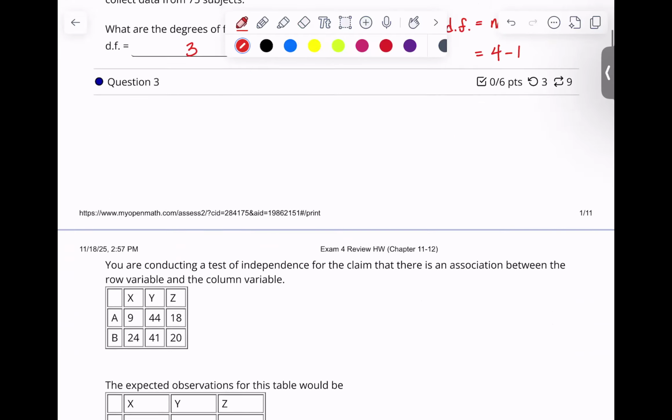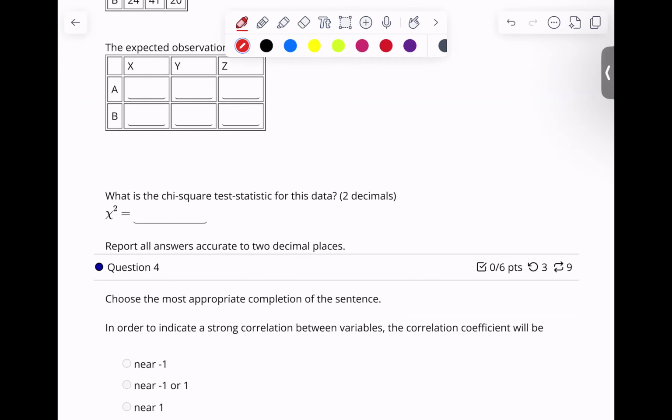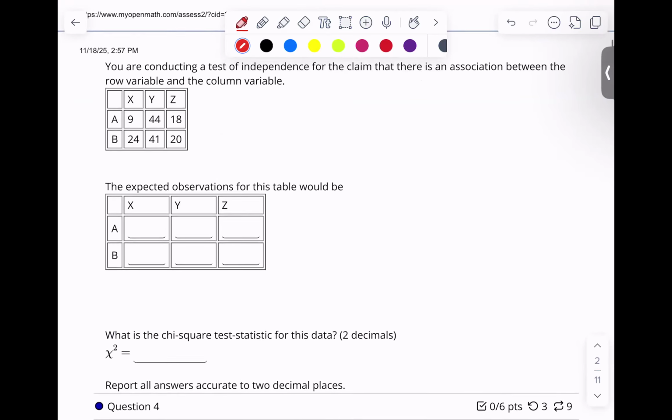Problem number 3. You are conducting a test of independence for the claim that there is an association between the row variable and the column variable. And they give us the row variables A and B and the column variables X, Y, and Z. The expected observations for this table would be, so we're going to go calculate that in our calculator here in just a second. What is the chi-square test statistic for this data? So we're going to calculate that too.